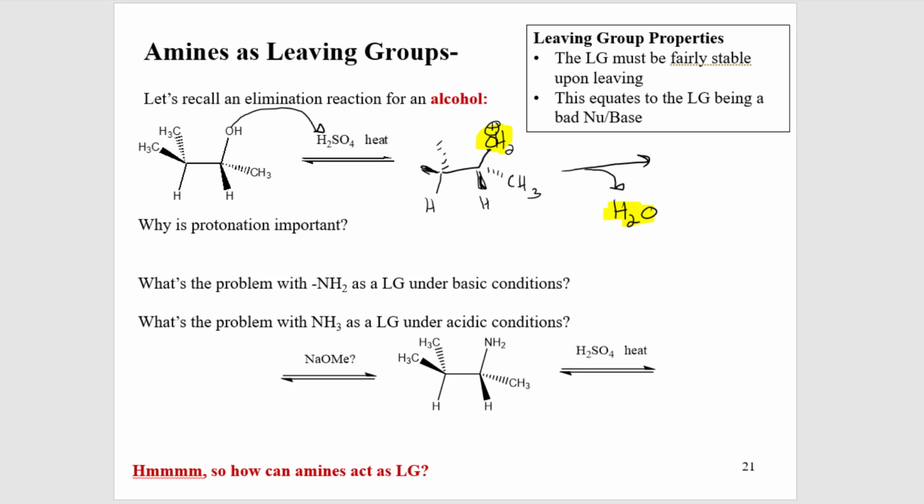Now, here's why it's different. An alcohol is neutral. Water is neutral. Under acidic conditions, you're tossing out a water molecule, which is neutral. It's perfectly okay under acidic conditions to toss out a neutral molecule. So why is this protonation important? Well, if we were under acidic conditions or in solvolysis, protic type conditions, it's very difficult to remove a leaving group that's basic. This is sort of the premise.